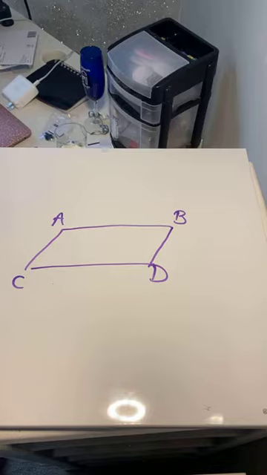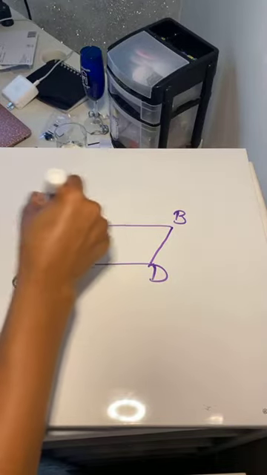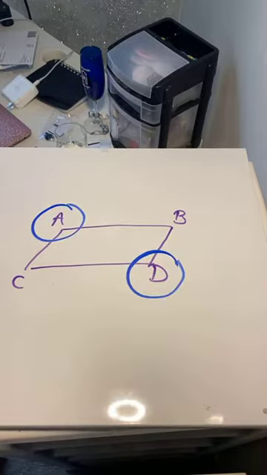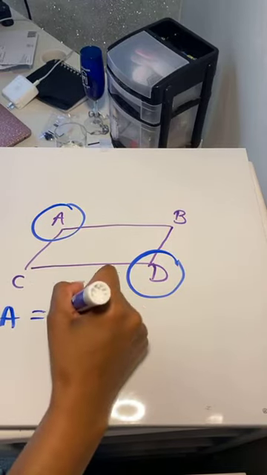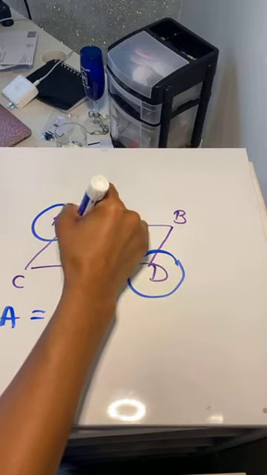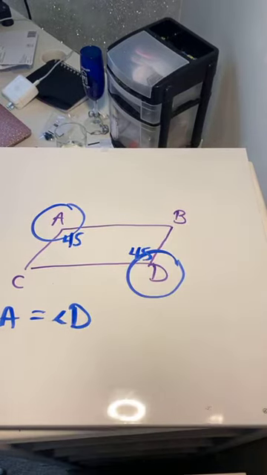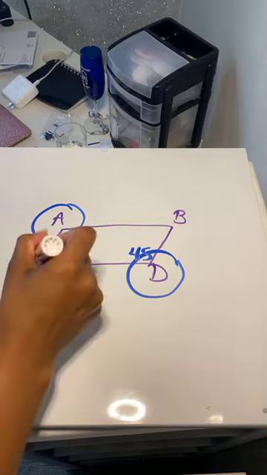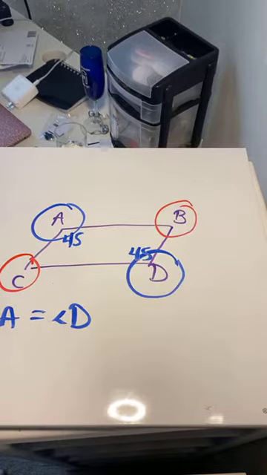So, what I mean by that is A is opposite of D, which means that they are equal to each other. So, angle A equals angle D. So, if this is 45, this is 45. Just that simple. The other pair of congruent angles would be C and B. So angle C equals angle B.